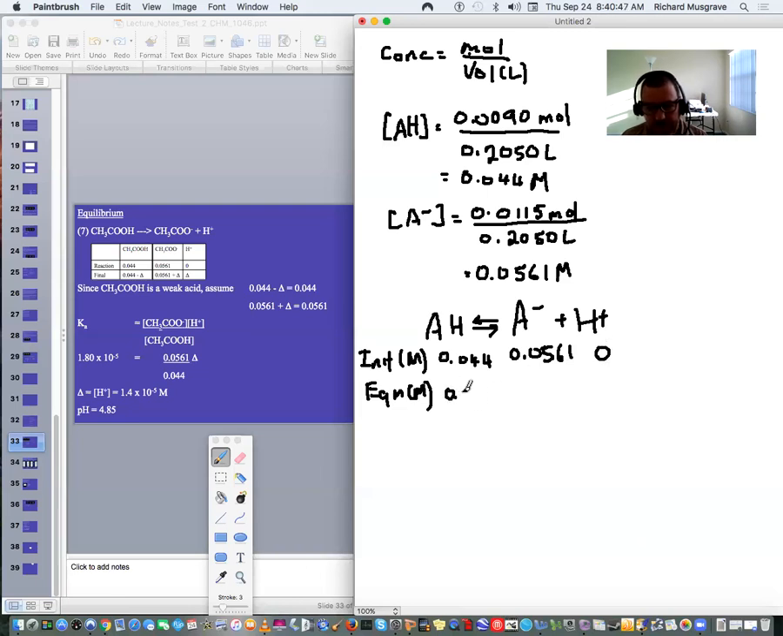And at equilibrium, based on the logic I presented earlier, we lose a little bit of AH and we gain a little bit of A minus. So plus Z and Z over here. Now whether we added strong acid or strong base, this minus and plus here don't change. And that's kind of a mistake that people often make. So Ka is equal to A minus times H plus over AH. This will allow us to solve for the H plus and get the pH of the buffer solution.